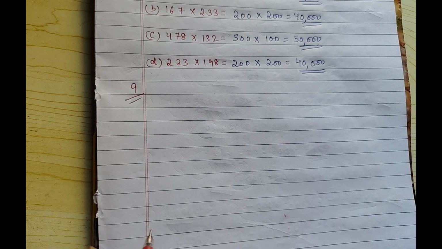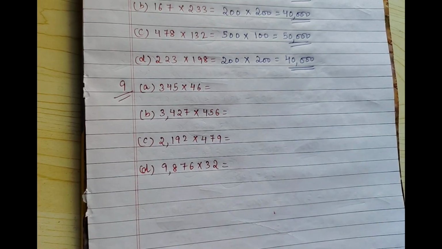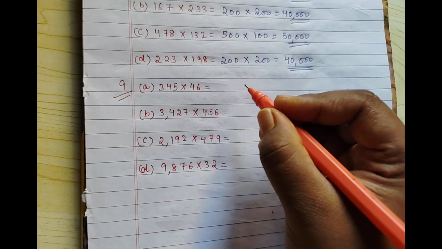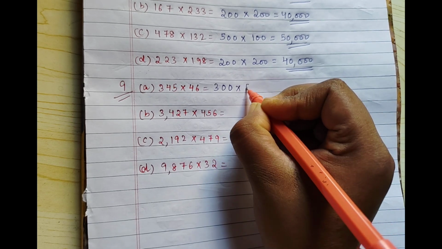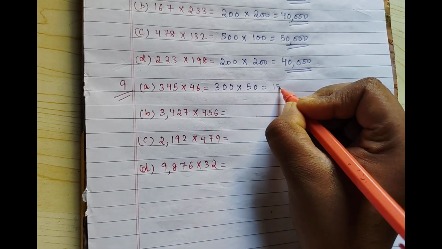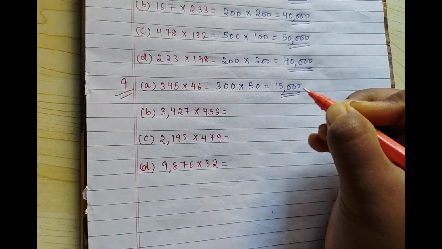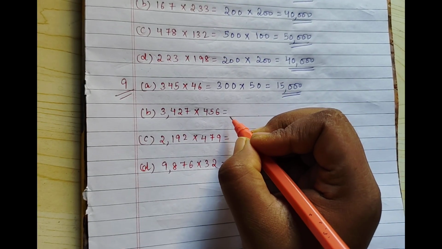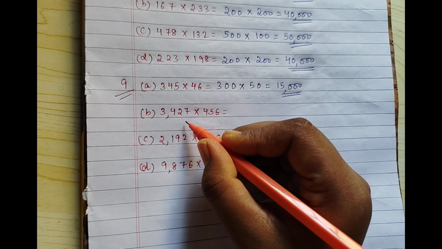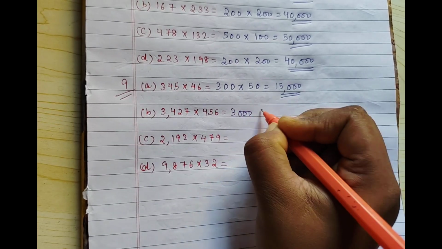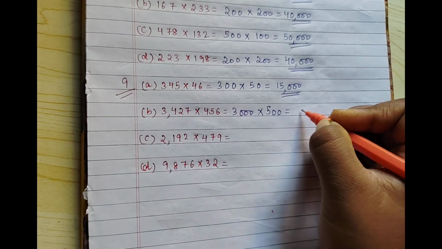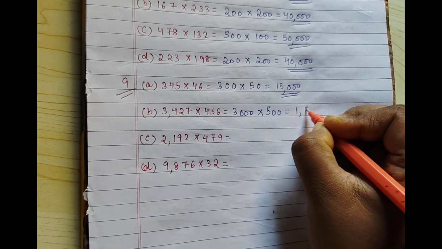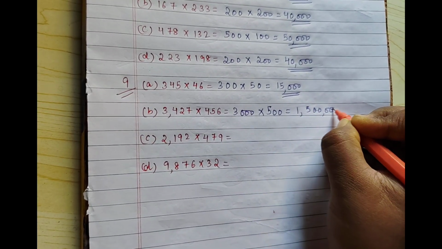Question number 9. Estimate the following products using the general rule. So 345 should be rounded down to 300 and 46 should be rounded up to 50. The answer we'll get is 15,000. The next: 3,427 should be rounded down to 3,000 and 456 should be rounded up to 500. The answer we'll get is 15 lakhs.